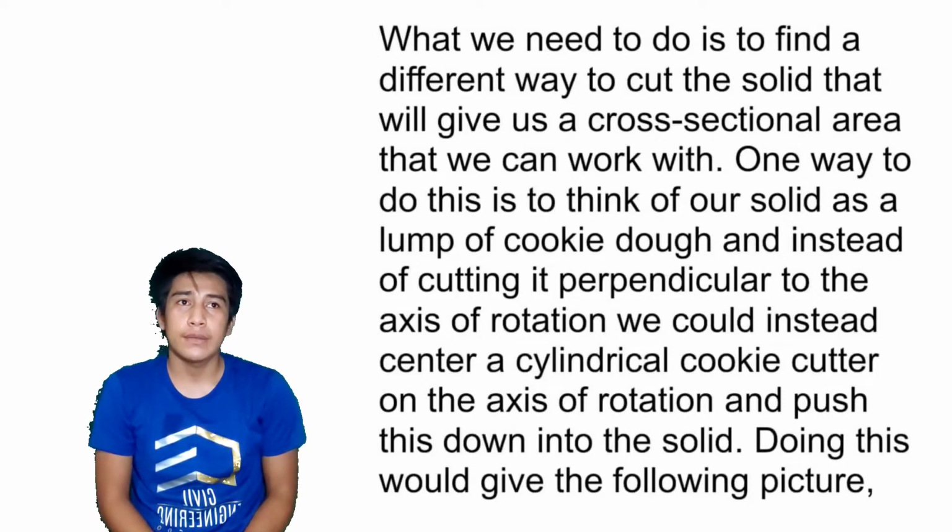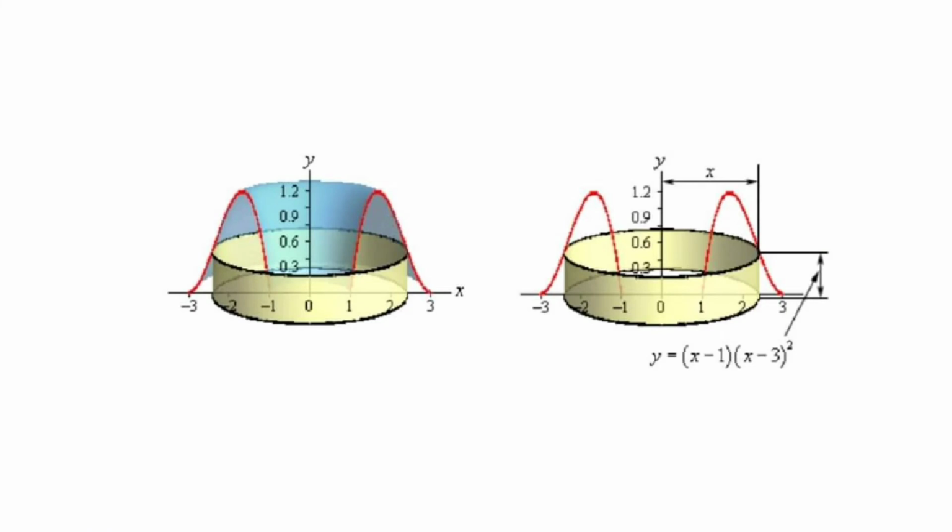One way to do this is to think of our solid as a lump of cookie dough, and instead of cutting it perpendicular to the axis of rotation, we could instead center a cylindrical cookie cutter on the axis of rotation and push this down into the solid. Doing this would give the following picture. Doing this gives us a cylinder or shell in the object, and we can easily find its surface area.